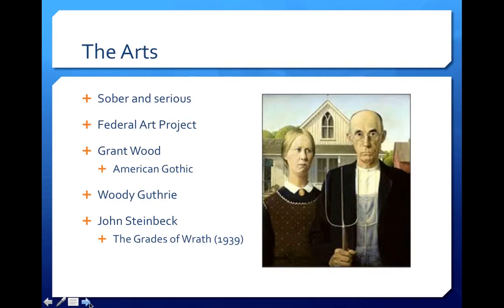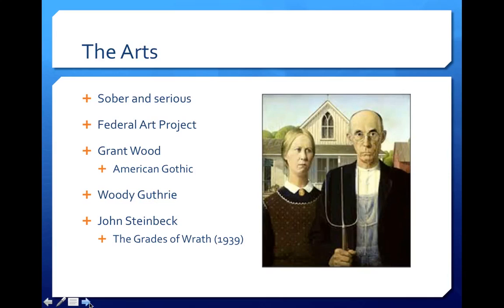The arts centered around a sober and serious feel to them, both art, music, and literature alike. The Federal Art Project is passed, which is a branch of the WPA, which paid artists a living wage to produce public art. It also aimed to increase public appreciation of art and to promote positive images of American society.